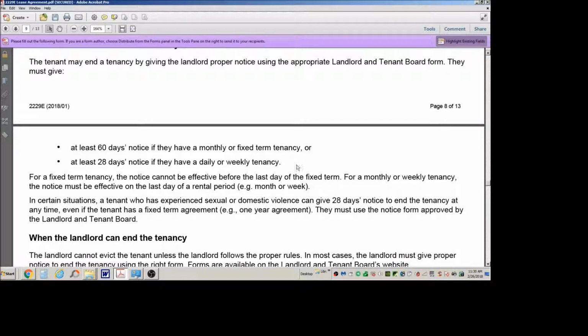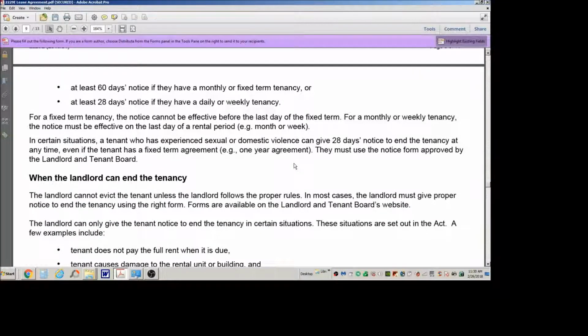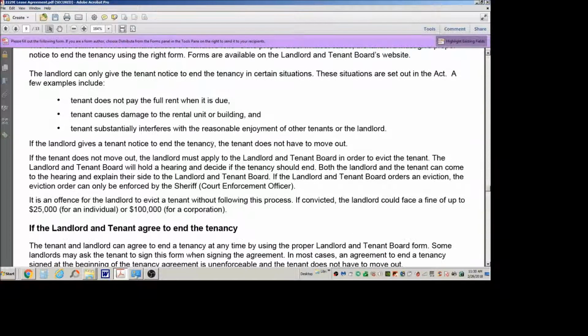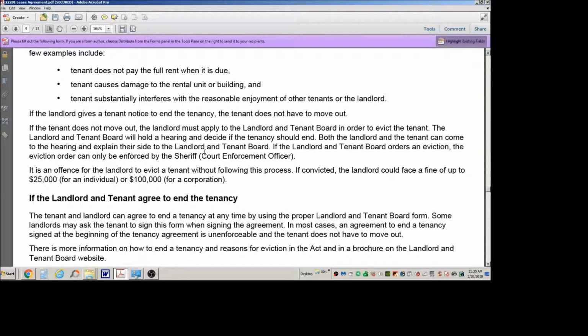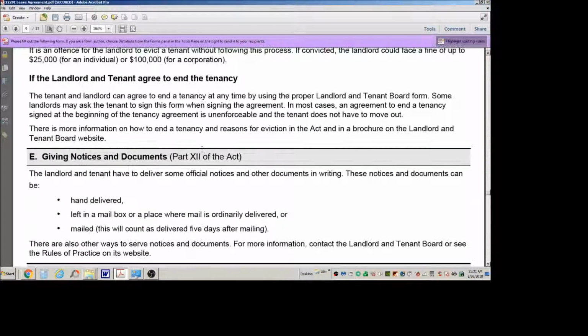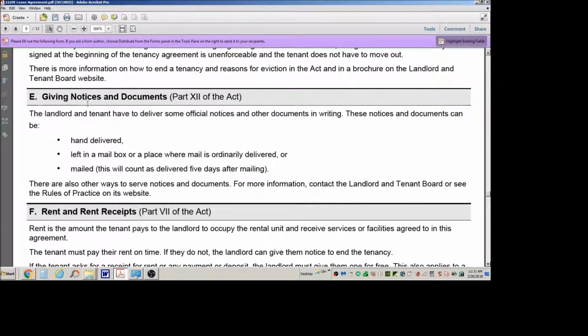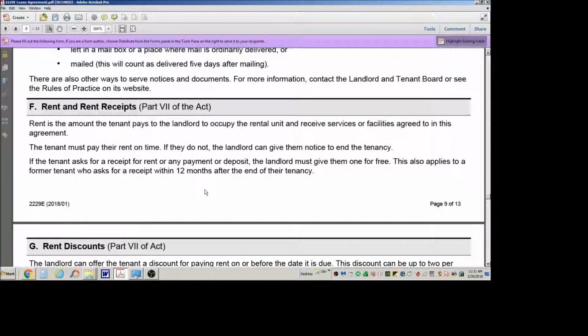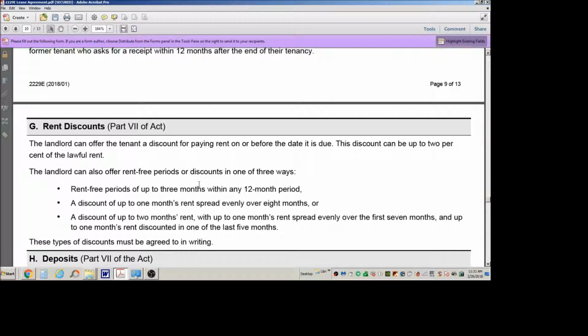There are various stipulations for the landlord to end the tenancy, which are the usual ones that we had. You can mutually agree to end tenancy, again giving notices. Rent and rental receipts: it depends how you agree on this, but the tenant should have a receipt for each monthly rent they paid.